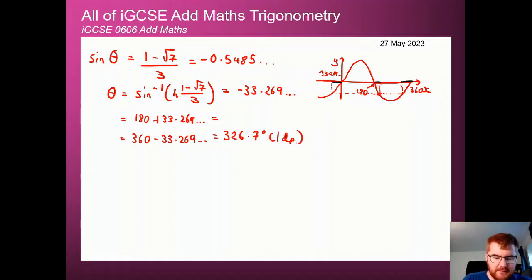And if we do the previous one as well, let's just quickly work this through. Okay, and then we're adding on 180, and that gives us then 213.3 degrees to one decimal place. And we've got our answers.